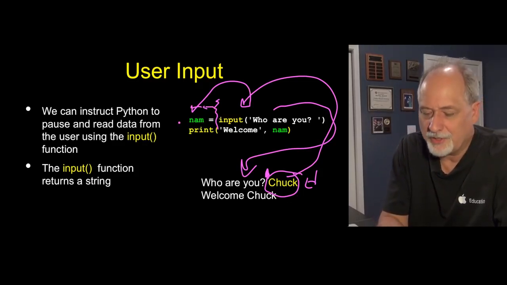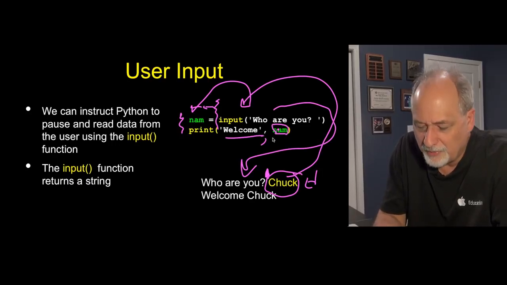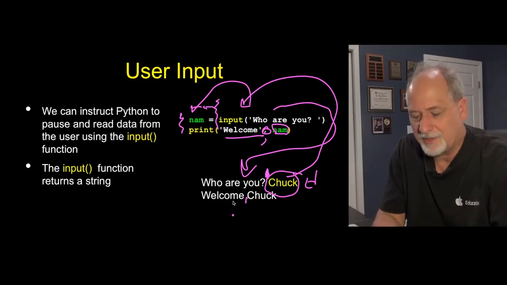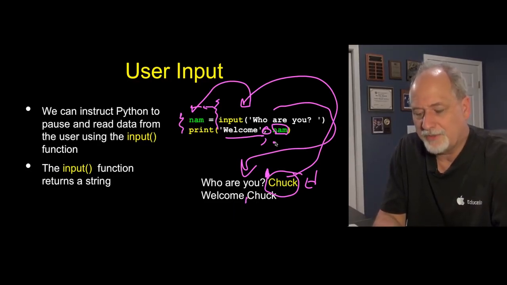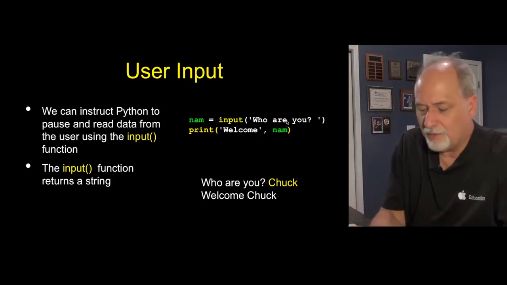Now then we go sequentially to the next line. It prints out welcome, comma, contents of the variable nam. Now this comma here actually does put the space in automatically, so it says welcome space Chuck. There's no space in Chuck, just the name. And so print can take more than one thing separated by commas. As a matter of fact, print can have a whole bunch.